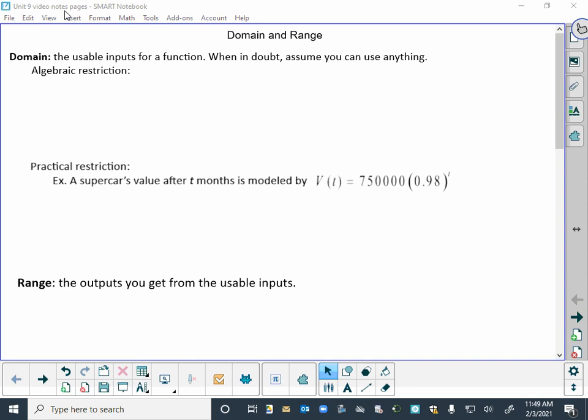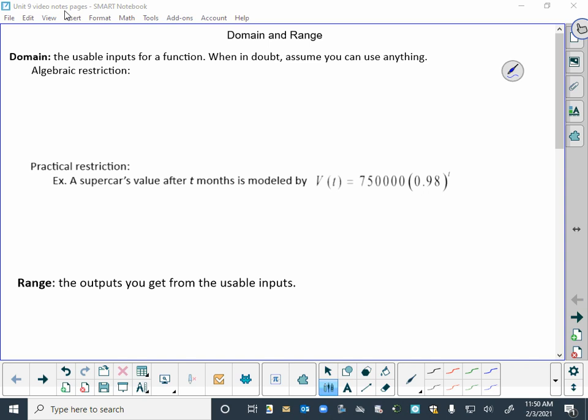So the basics of this are that the domain is just a way of communicating to people what the usable inputs are for a function. Typically, we start by assuming that everything is a possible input, and then we look for things that might restrict some of that input. And those restrictions come in a couple of different ways. One of them is an algebraic restriction.